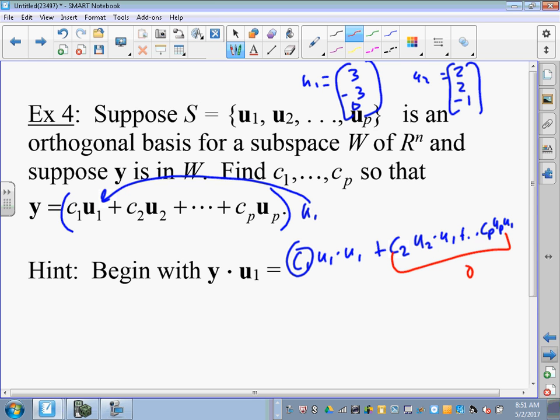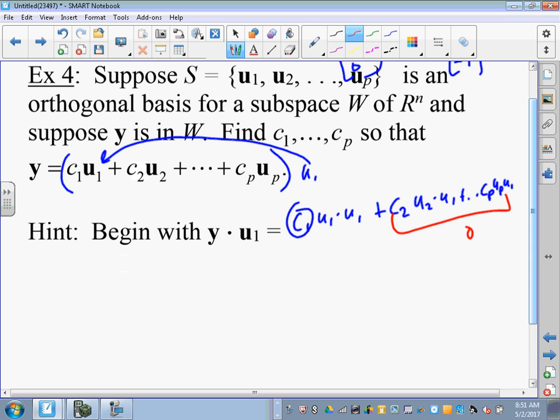Are we good? So what do we know? The only thing we need to find out is what c1 is, right? And this is what we already did last class, I think, or the class before, I don't remember, because I think last class was the test. So we have y dotted with u1 equals c1 times u1. That's going to be times, not dotted. It's a scalar. So what do we got on that? Let's do a little bit of math. How do we solve for c1?